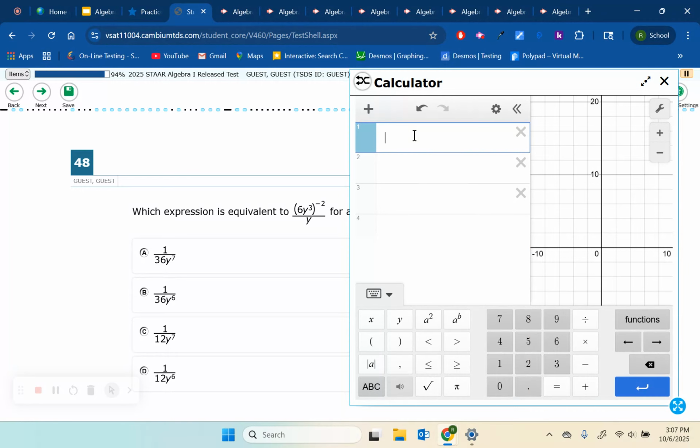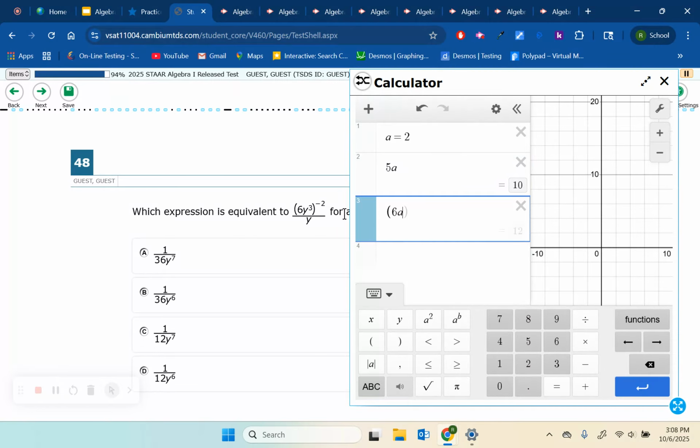So let me show you what I would do. I would use a different letter. Let's go with A. So instead of the y, I'm going to use an A. I'm going to say A equals 2. That means if I put in 5A, 5 times 2 is 10, and I get a 10 here. So I'm going to plug in this guy just the way it looks, but instead of a y, it's going to be an A. And then, if I have a chance, I'll do it again and use a different way of doing the same problem.